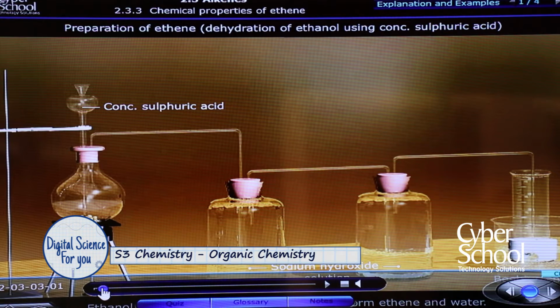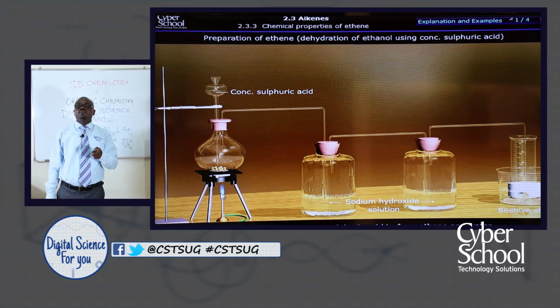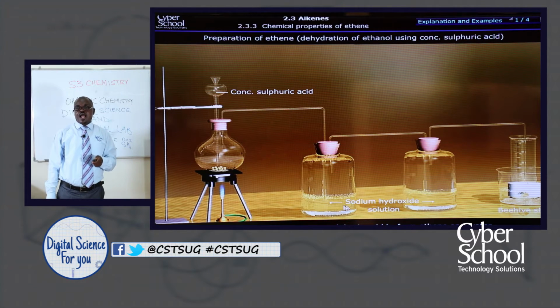Now, when you are using concentrated sulfuric acid, this is the setup. We need concentrated sulfuric acid. We also need ethanol, which is put in the round bottom flask. Conditions: there should be heating. And in this preparation, the heating is specific. The temperature must be between 170 to 180 degrees Celsius. And the acid should be concentrated and also in excess.